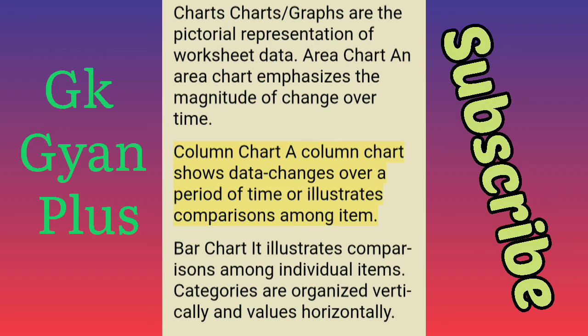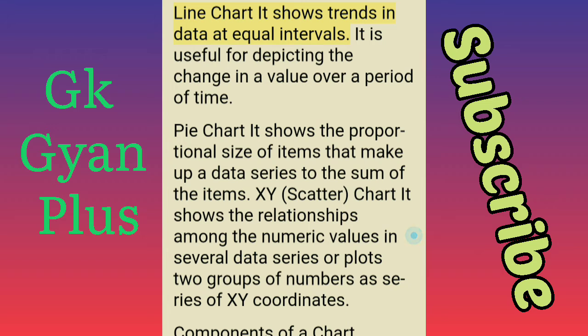Column chart: a column chart shows data changes over a period of time or illustrates comparisons among items. Bar chart: it illustrates comparisons among individual items. Categories are organized vertically and values horizontally. Line chart: it shows trends in data at equal intervals. It is useful for depicting the change in a value over a period of time.